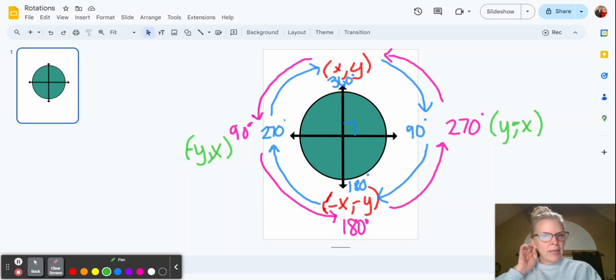So at the top, we have a positive x and a positive y. When we rotate 90 degrees clockwise, our x and y values are going to switch places. But it's really important that you look at which one is going to be positive and which one is going to be negative. And then at the bottom, when we have a negative and a negative, that's a 180-degree rotation. And that is how you can tell if it's going to be positive or negative x and y values.